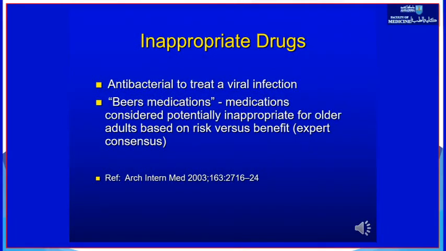We also nowadays speak of inappropriate drug use. So what do we mean by inappropriate drugs? For example, using antibiotics, antibacterials, to treat a viral infection. We in geriatric medicine tend to go by 2 lists. The Beers criteria, which is a list put together by expert consensus in the USA, where they have a whole list of medications which are considered potentially inappropriate for older adults based on risk versus benefit. And we can always look up these drugs in this list. On the other side of the Atlantic, in Europe, we also go by what we call the STOP and the START criteria.